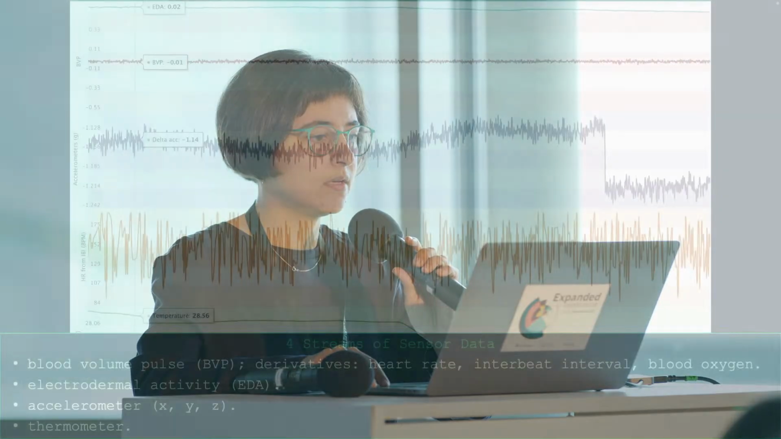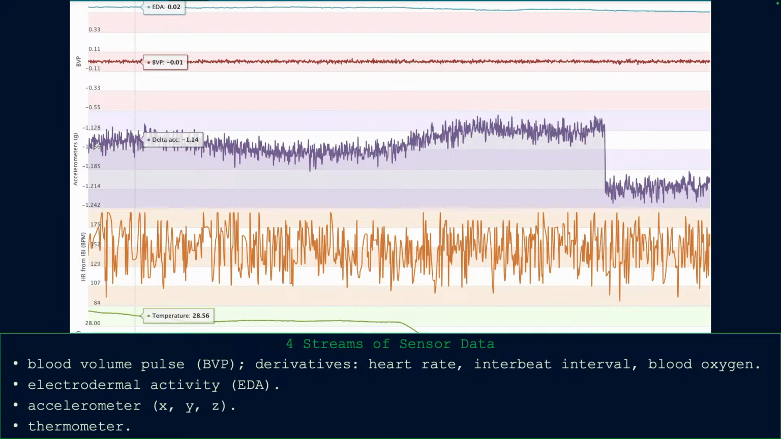So a typical commercial device normally houses these four sensors within it. The blood volume pulse, which typically measures what's closest to your pulse rate, if you like, and I work with derivatives from it, as you can see here. Electrodermal activity, or what I refer to as skin conductivity, the microperspiration on the skin; accelerometer XY axis representing the motion; and thermometer, the skin temperature.